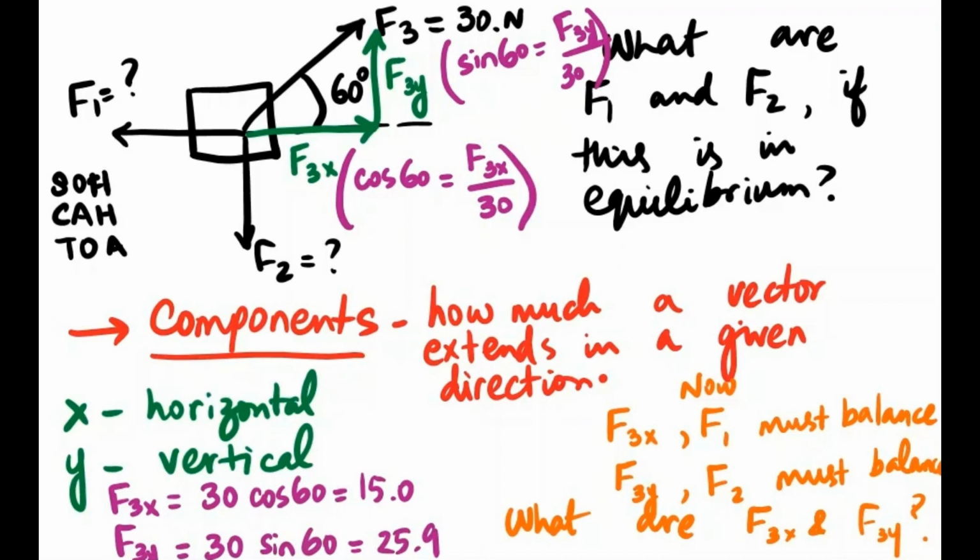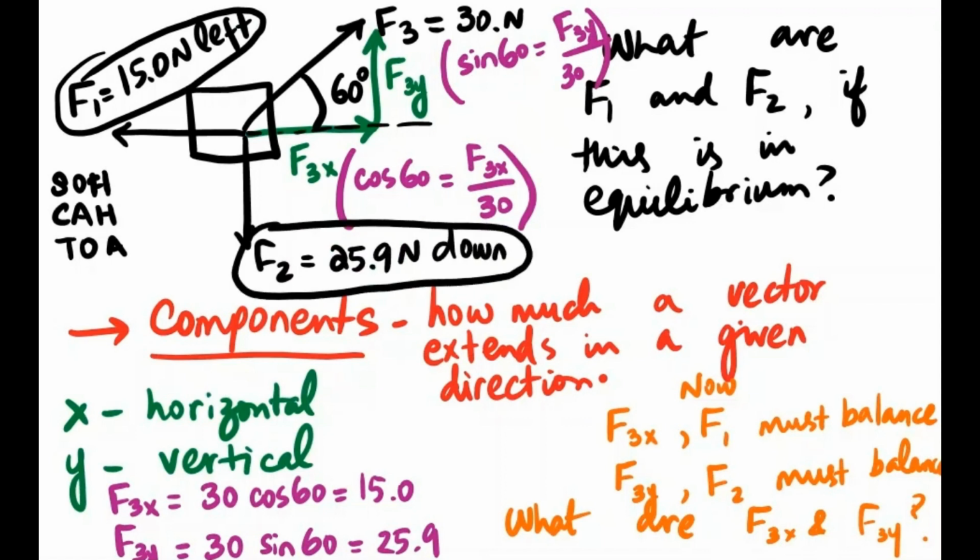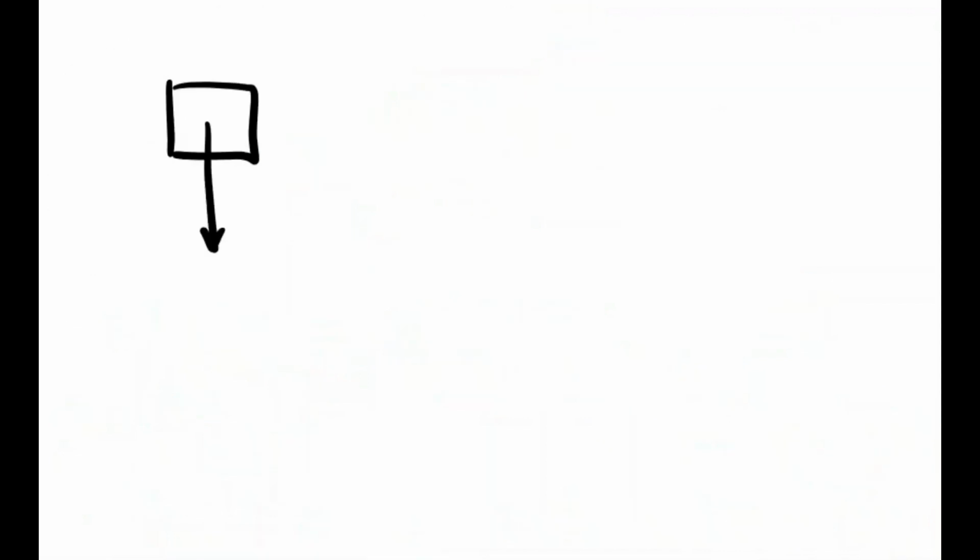Now I've figured out F3x and F3y, but I haven't answered the question yet. What it is going to tell me is that the magnitude is the same, but it's going to be in the opposite direction to F3x. So I'm going to plug in the value or the answer for F3y for F2, but I'm also going to explain the direction along the F2 vector.